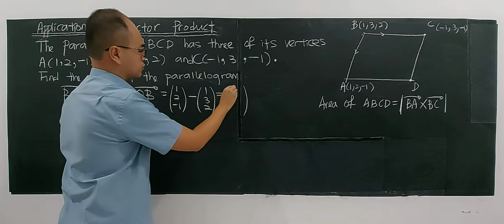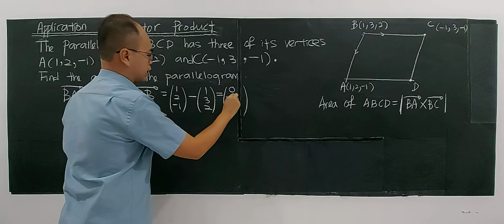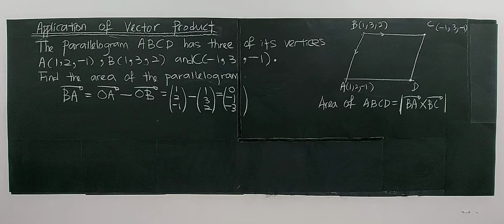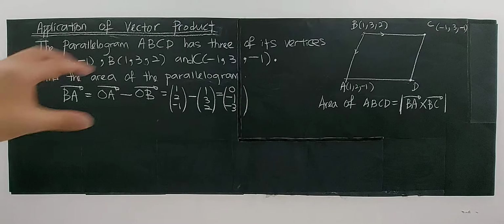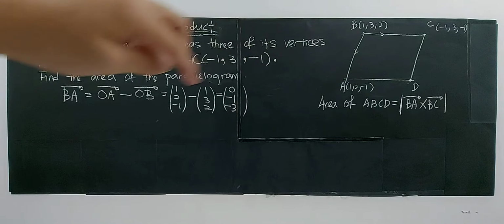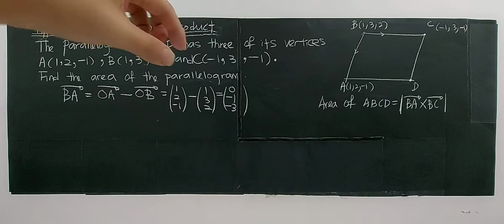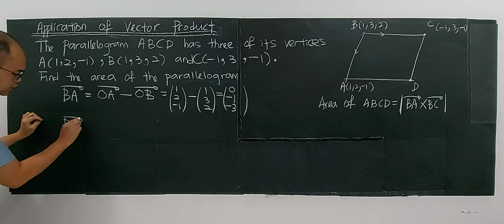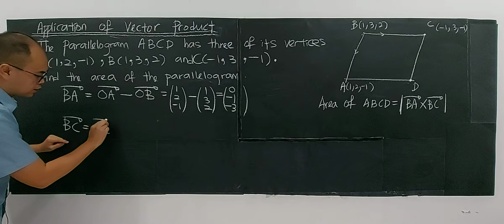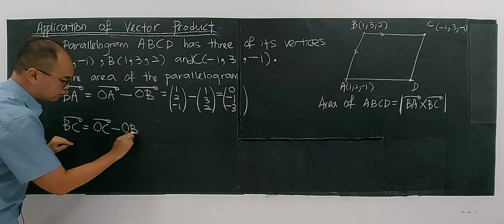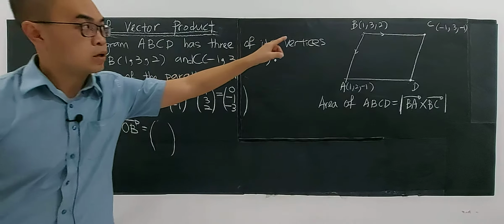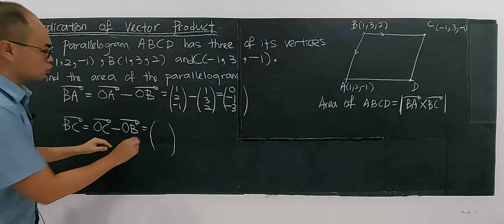So calculate: 1 minus 1, I have 0. 2 minus 3, I have -1. -1 minus 2, I have -3. So now I have the vector BA. After BA, I need BC. So I need to find the direction vector of BC, which is the position vector of C subtract the position vector of B. So just write the coordinates of C into vector form.